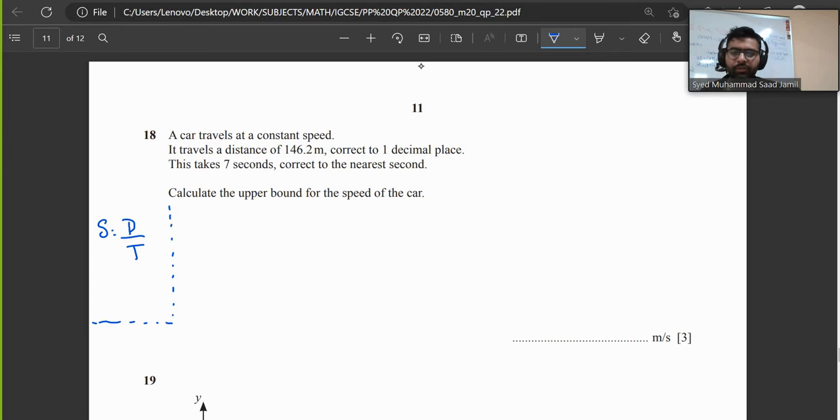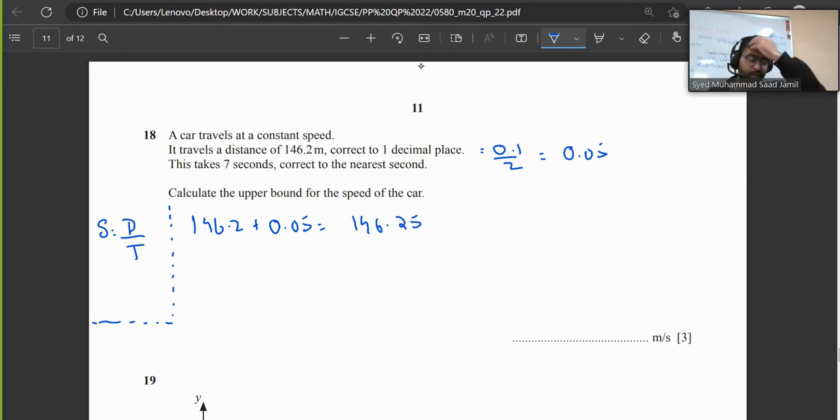This is 1 decimal place, which means 0.1. 0.1 divided by 2 is 0.05. So we will find the upper bound of the distance, which is 146.2 plus 0.05. This turns out to be 146.25. And we will calculate the lower bound of the speed.